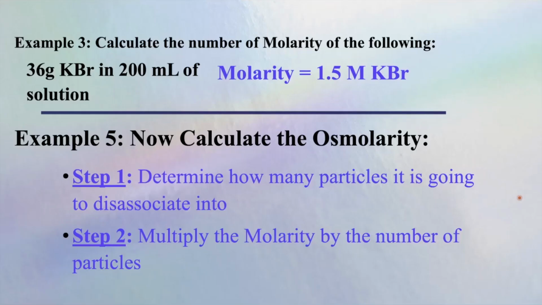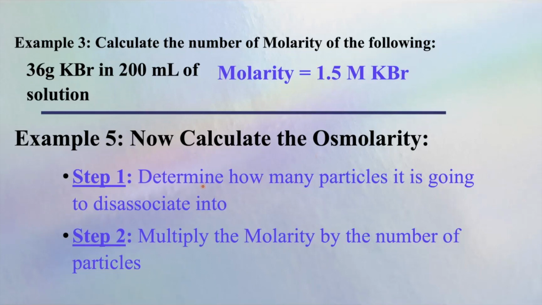So I'm going to take the answer from our example 3 a few slides back. Remember, our example 3 asked to calculate the molarity for 36 grams of KBr in 200 milliliters of solution. This was our final answer, 1.5 molarity of KBr. Why would I do another problem when I can just continue the last one? All right, so let's take this and now calculate the osmolarity of that 1.5 molarity of potassium bromide.